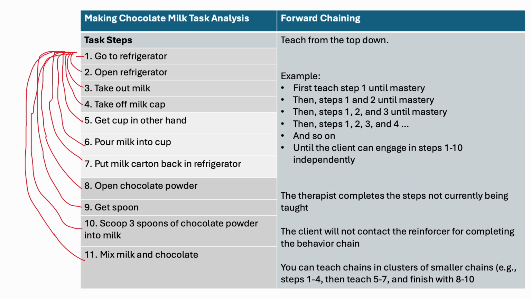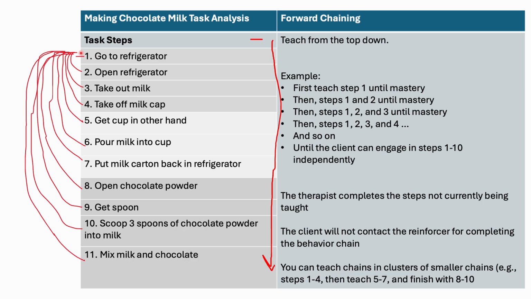Okay, so here is that task analysis again for making chocolate milk, where we have steps 1 through 11. With forward chaining, we're going to work from the top down. We're going to teach skills from the beginning to the end or in their naturally occurring sequence, okay, as I mentioned earlier. So we are going to be teaching in this order, okay? So we'll first work on step 1, and I'll use my pointer here. So we'll first work on step 1, which is go to the refrigerator. Once we see that the learner is independently going to the refrigerator, we provide reinforcement.